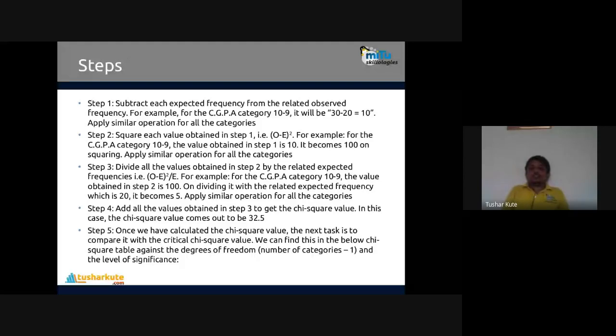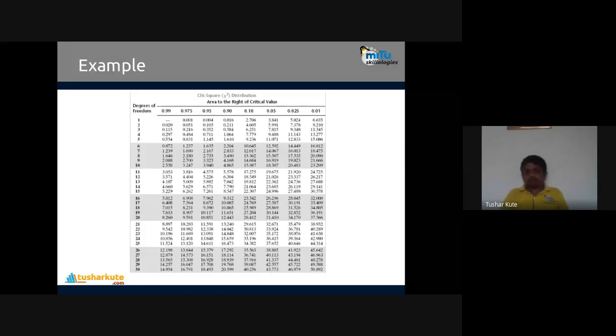And step number 5. Once you have calculated the chi-square value, the next task is to compare it with the critical chi-square value. We can find this in the table below. I can show the table. For calculating the degree of freedom, it is the number of categories minus 1, and then the level of significance. You can see this one. Degree of freedom is given first, then the level of significance values like 0.99, 0.975, 0.95, 0.90, 0.10, 0.05, 0.025, 0.01, and so on. Accordingly, we can check this out.